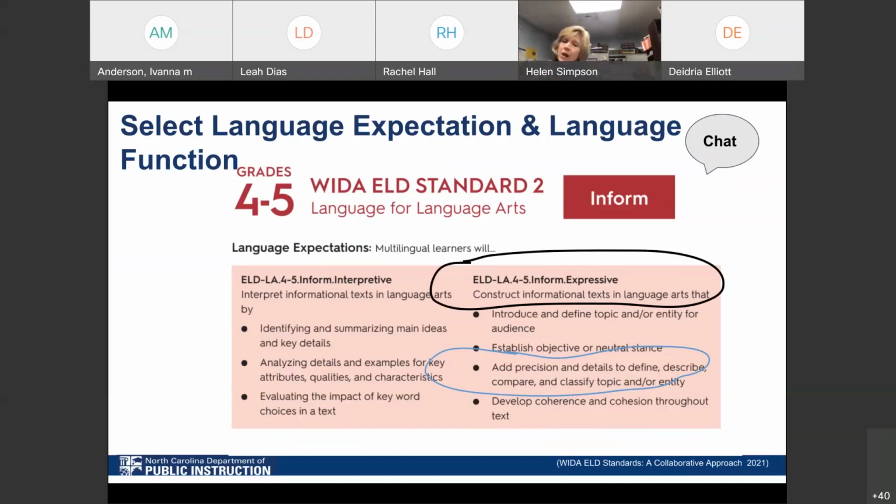How would you get them to add precision and details to their infographic on whatever inventor they chose, contributions to electricity? What might you do as a teacher to help your students to add precision and details to their infographic that they're constructing? If you will, I'll reflect on that for a moment and then type it into the chat box. How would you support your kiddos to add precision and details to that informational text they're constructing?